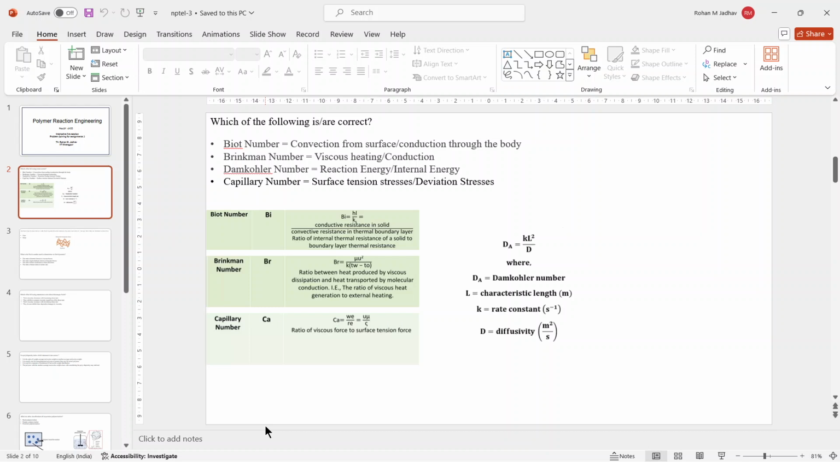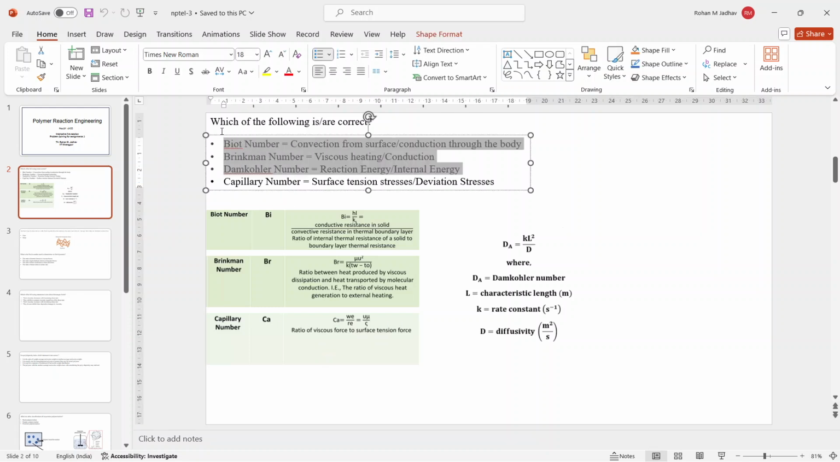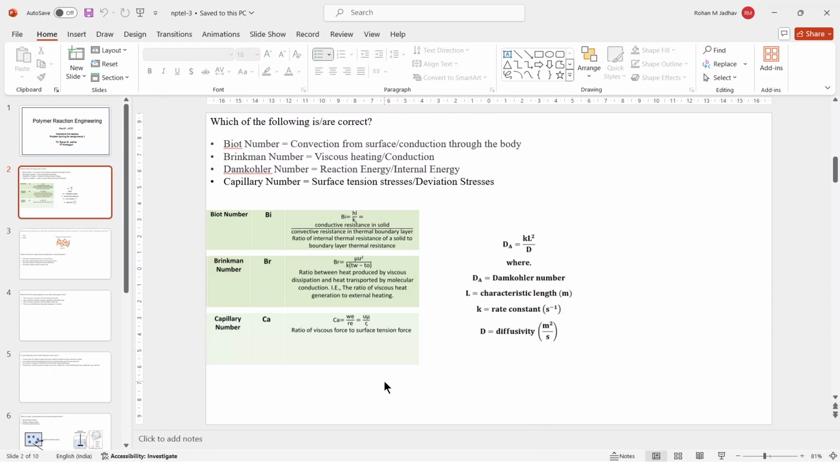And you can see right here that the ratio of viscous force to the surface tension force is the definition, but it's not matching the given option. So the first three are correct, and the fourth one is incorrect. That is the answer for this question.